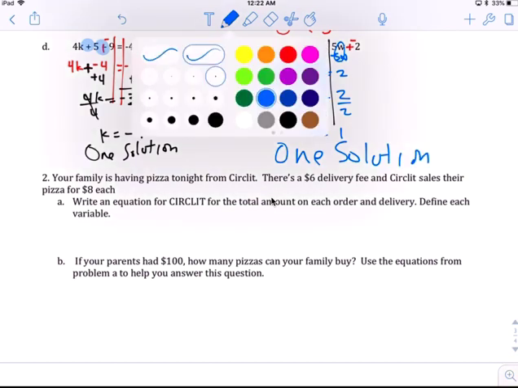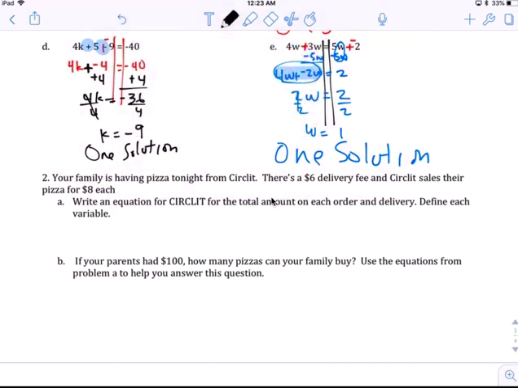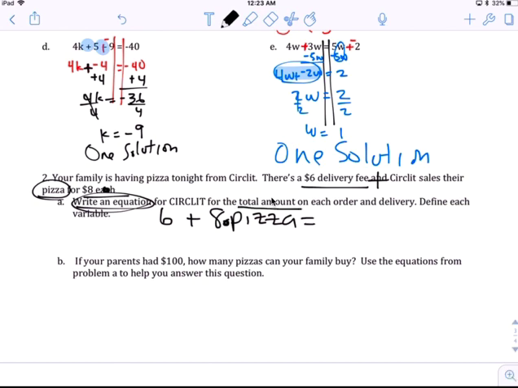Your family is having pizza from Circulate. Oh, that's the same as your test, right? $6 delivery fee and means plus, $8 each. So 6 plus $8 each. Each means times the number of pizzas you're going to buy. Write an equation. An equation has an equal sign, for the total amount, which is the cost for each order and delivery.